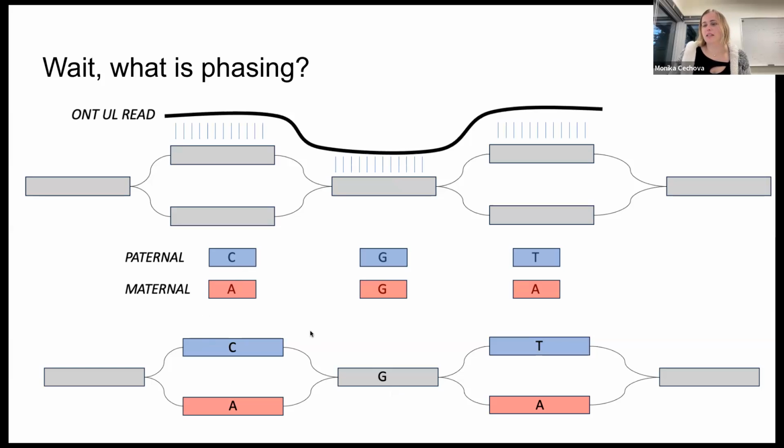So phasing just means that we're moving away from that model of the reference genome being a single sequence, but we want to have a diploid genome, which means that for every chromosome, it will be represented by two sequences. We will have a maternal chromosome and a paternal chromosome.